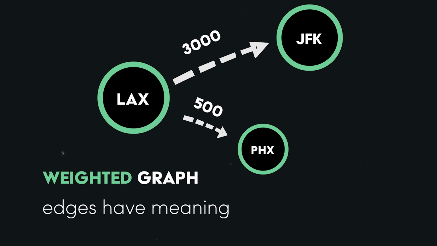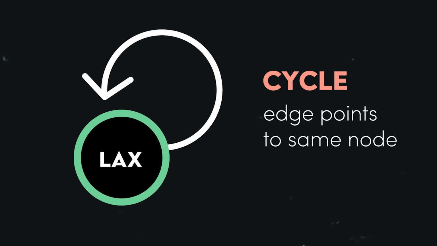Graphs can also be weighted, which means the node has some additional data about the relationship, like the distance between two airports. A node might also point to itself, like an airplane that takes off and comes back to land at the same airport. This is known as a cycle.